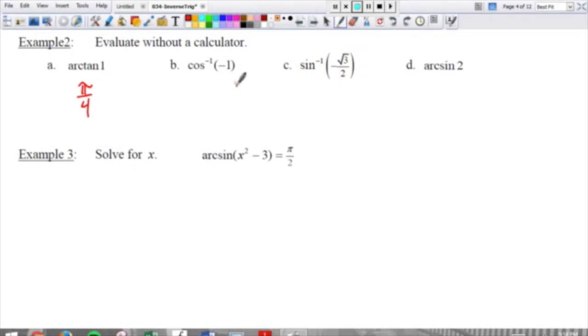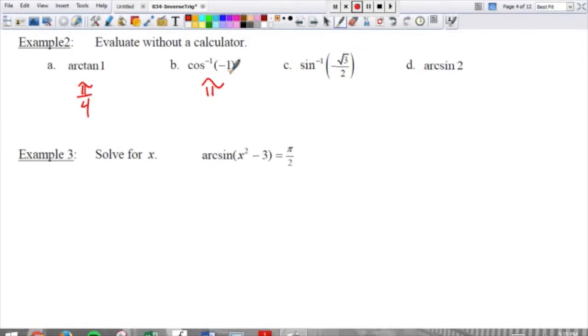What angle, when you plug into cosine, would give you -1? The only correct answer between 0 and pi is pi. Now, I don't mean 0 and pi are my only option. I mean of every angle between 0 and pi, the interval 0 to pi.